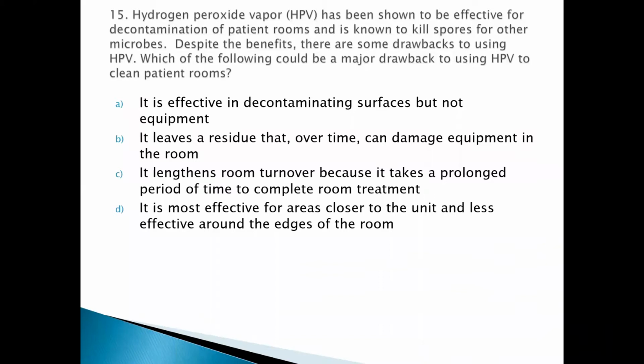All right. Which of the following could be a major drawback to using HPV to clean patient rooms? It is effective in decontaminating surfaces, but not equipment. It leaves a residue that, over time, can damage equipment in the room. It lengthens room turnover because it takes a prolonged period of time to complete room treatment. Or it is most effective for areas closer to the unit and less effective around the edges of the room. I'll give you guys time to read through that again. That's a pretty long, wordy one.